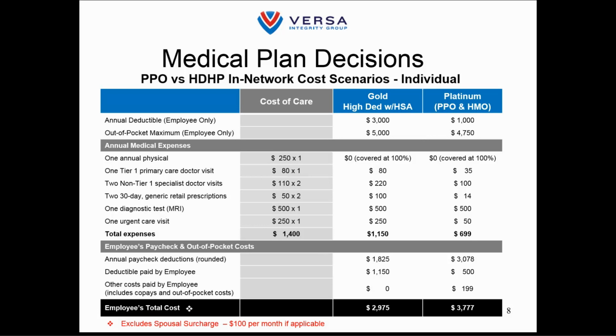But we also need to factor in the annual payroll deductions. Once we do this, the high deductible plan would cost this particular individual $2,975, while the Platinum plan would cost $3,777.